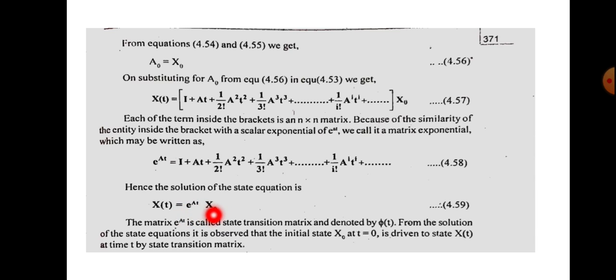That is, from the solution of the state equation, it is observed that the initial state x0 at t equal to 0 is driven to state x of t at the time by the state transition matrix. So the initial state is transferred to this state by using the state transition matrix. Here the state transition matrix is e raised to at, that is represented by phi of t. So this is the solution of the homogeneous state equation. That means the solution of the state equation whenever input equal to 0 is x of t equal to e raised to at into x0. Here e raised to at is called the state transition matrix.